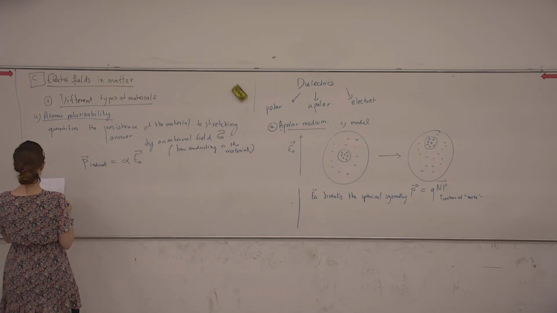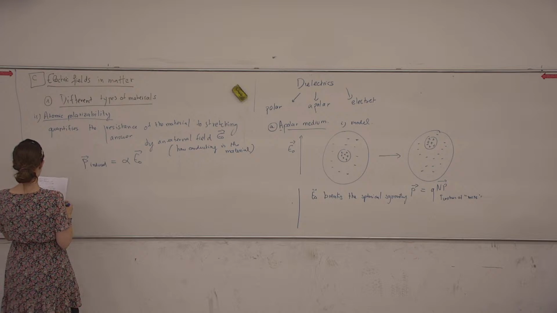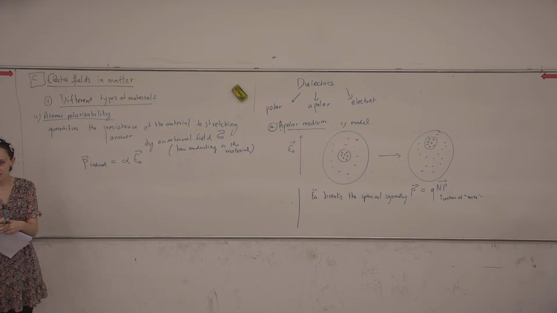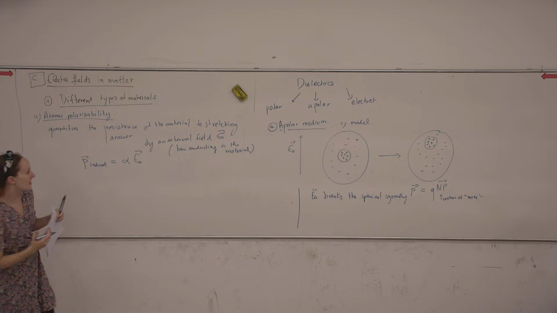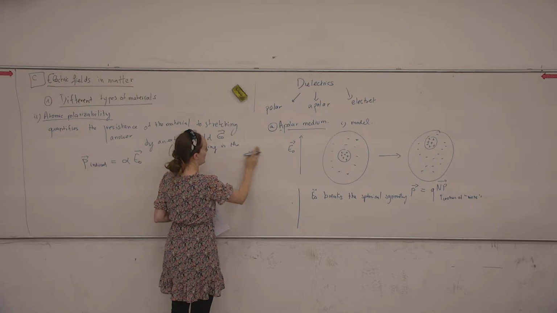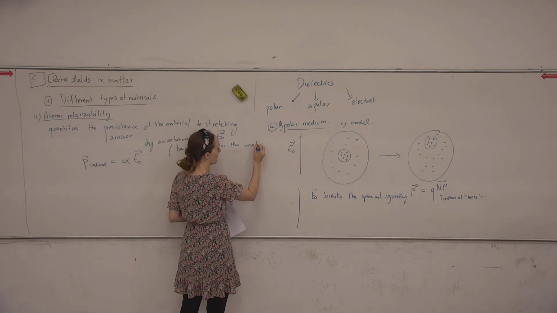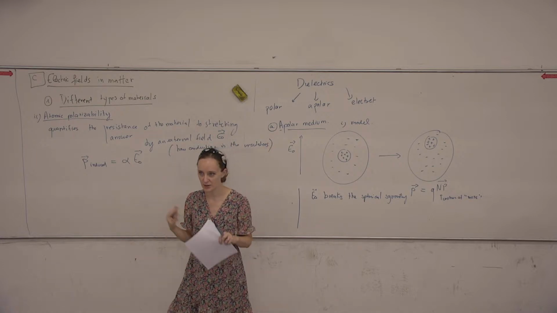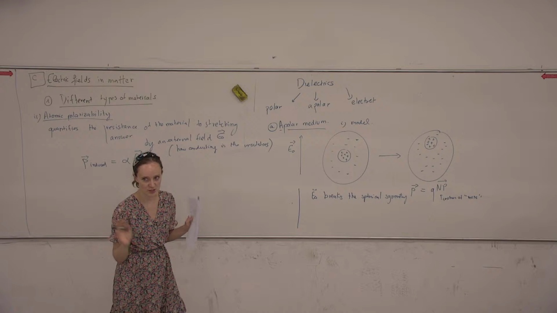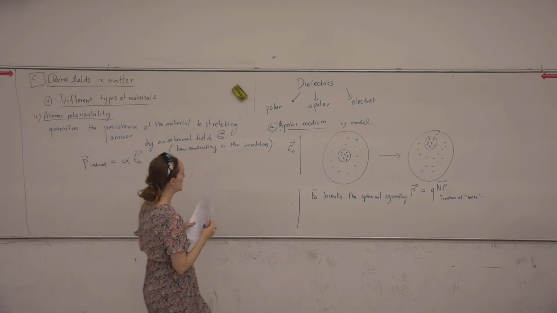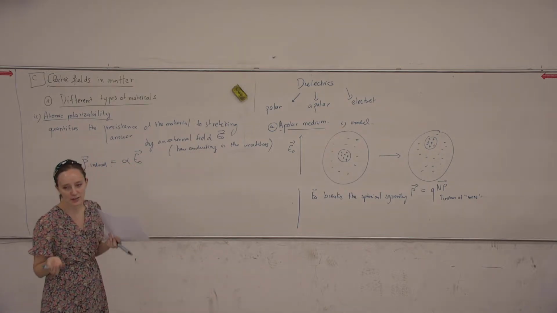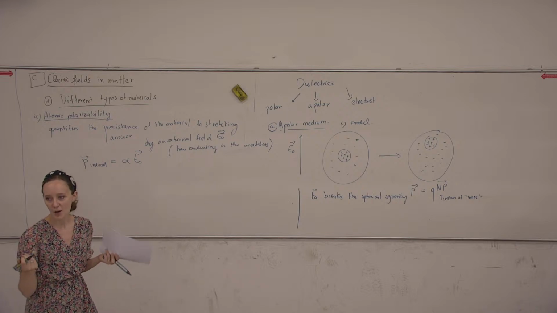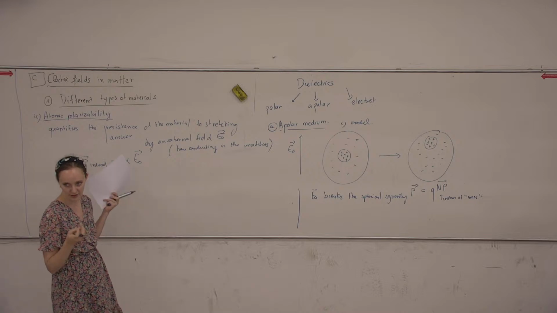If the atom split, the material would be conducting, but it's still within the framework of insulators. So I'm assuming it's not splitting. It's only bound charges. I don't have free charges, I don't have ionization. Every insulator is in fact a little bit conducting, by a factor that is quantified by the polarizability.